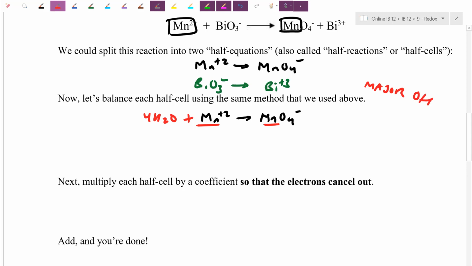H's come afterwards. I'm going to balance H's with H plus. In total, I have 8 H's. No H's there, no H's there. So I'm going to add 8 H plus to the right side. So you see me just going left side and right side.